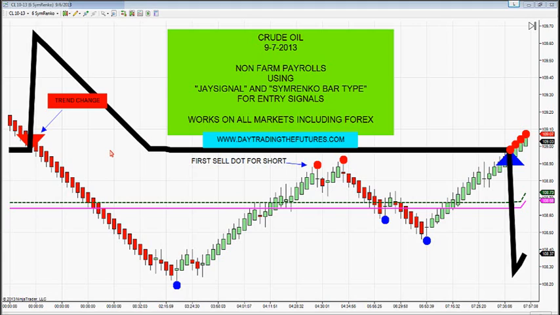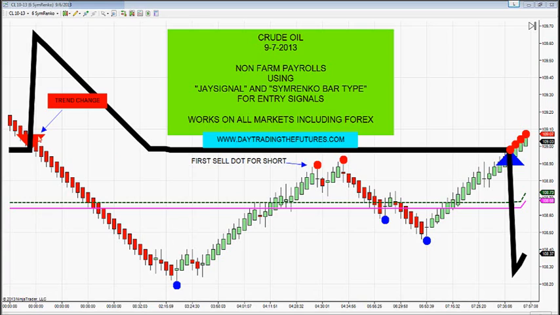Now, the cool thing about this system is there's a couple components to the system that I've created. I made this a very systematic system. First of all, I created the JaySignal. The JaySignal works on your own NinjaTrader charts and works on all markets, including the Forex. And what it does, it gives you the exact entries where you need to get long or short in the market. It also tells you the exact bias of the market, whether you need to be a net buyer or a net seller.